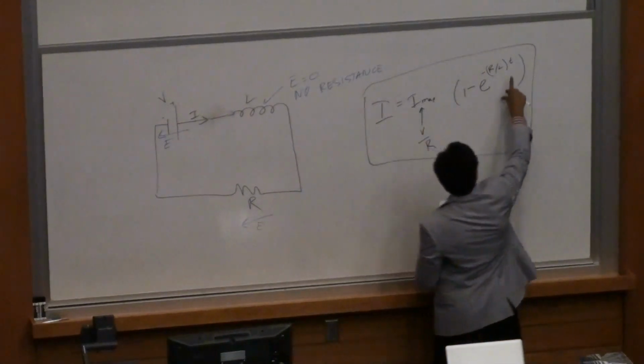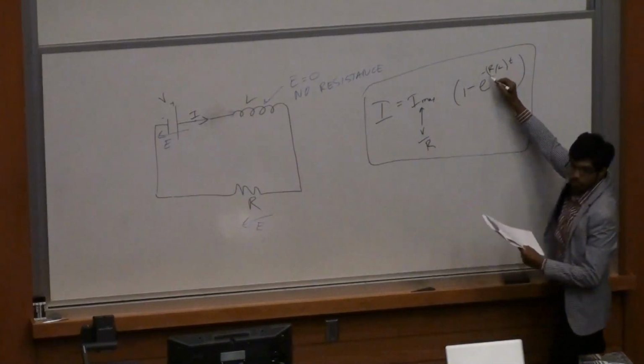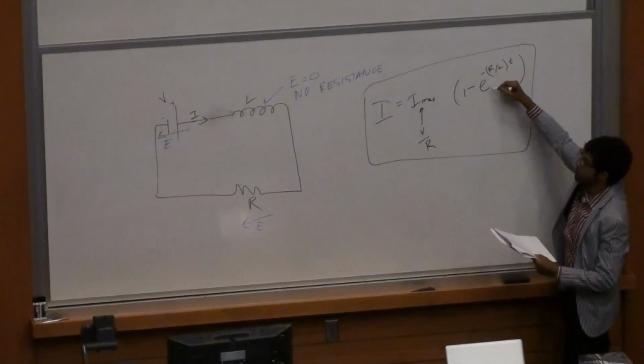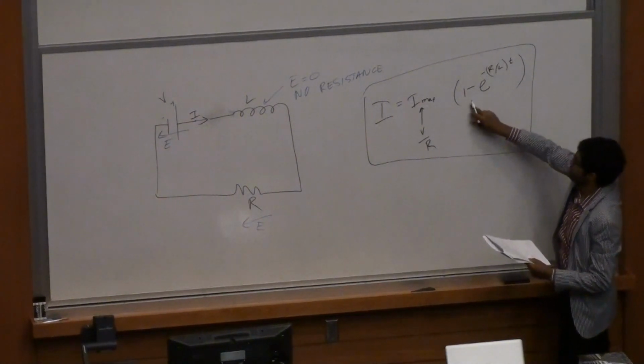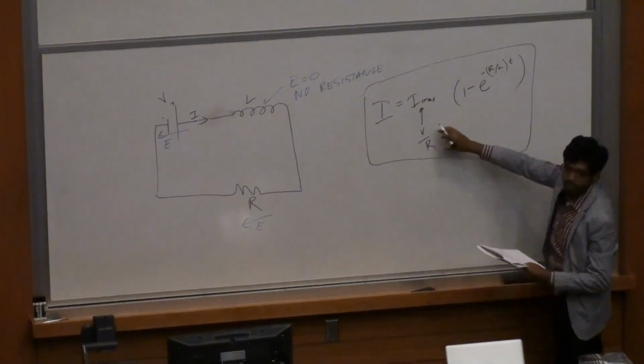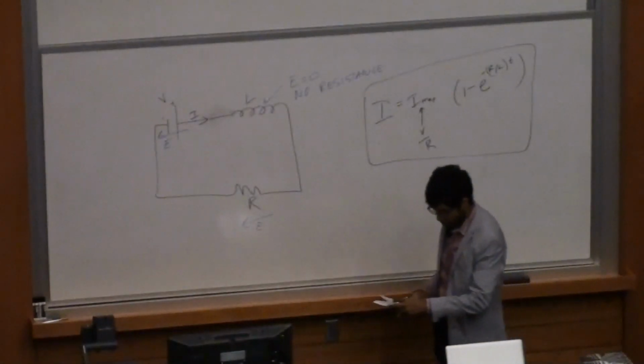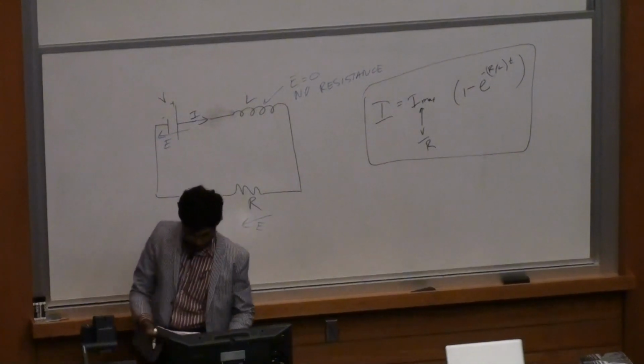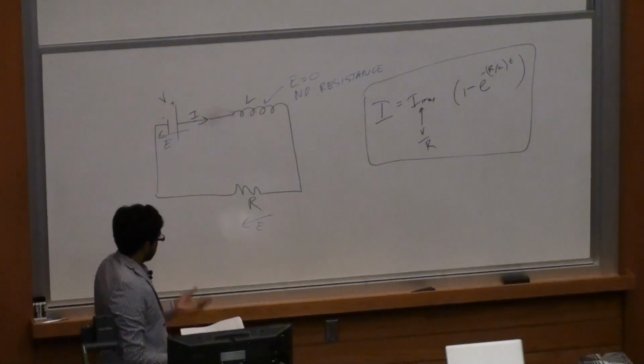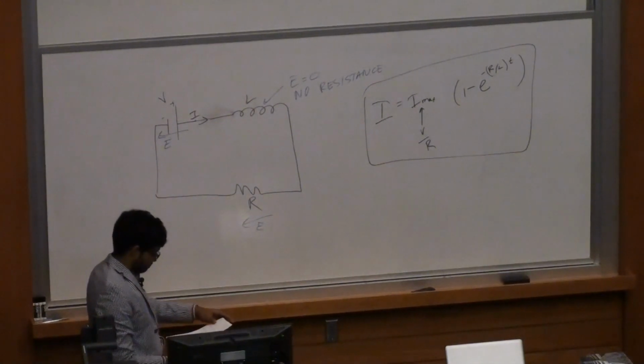As time t goes to infinity, the exponent is negative, so as t increases, this term approaches 0, and you just get the 1 here. So as t goes to infinity, you get I max. So it satisfies my initial conditions. So we're good, and you expect something like that.